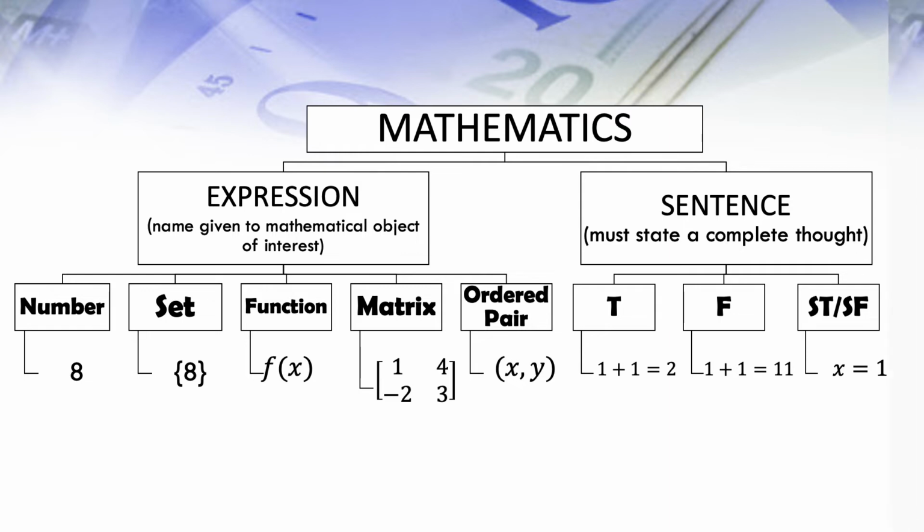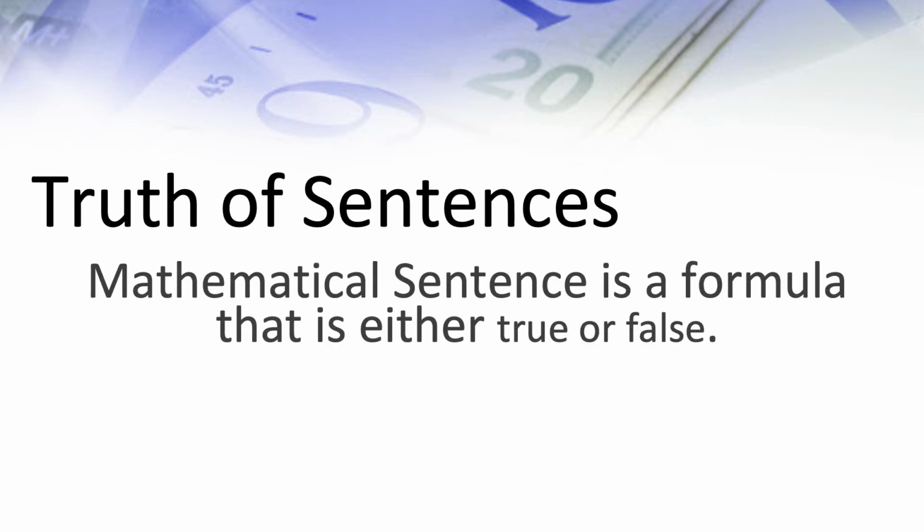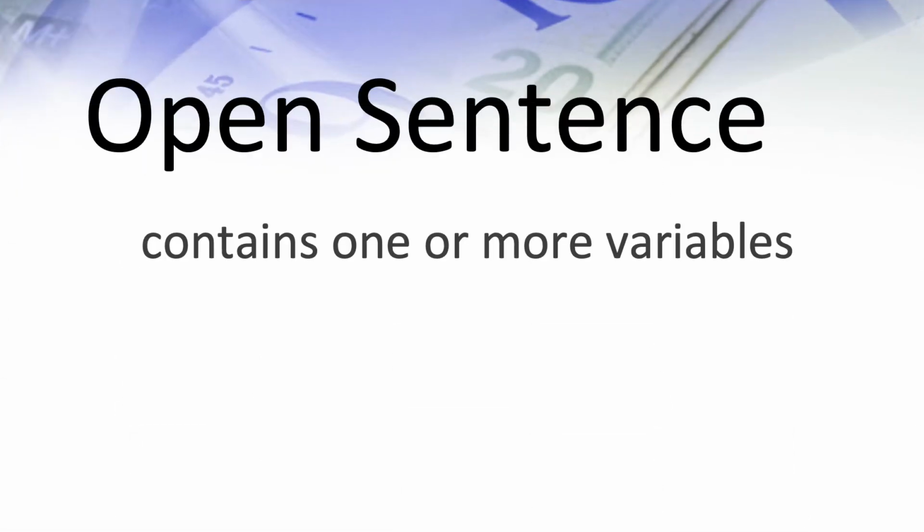Okay? So, a mathematical sentence is a formula that is either true or false. Huwag na nagko-contain ng one or more variables. Example, yung 2x plus 3 is equal to 10. So, this is a sentence which is sometimes true, sometimes false, depending on the value of x.